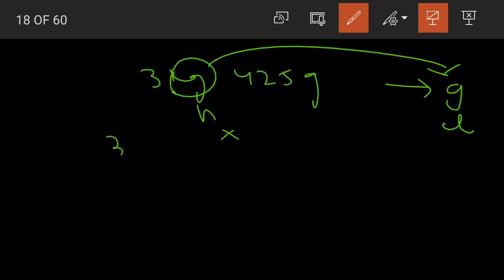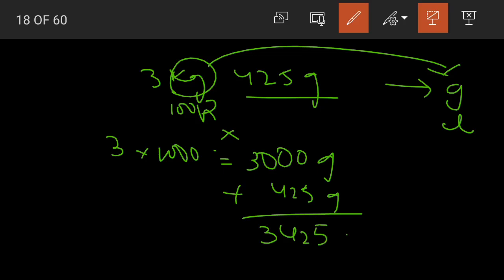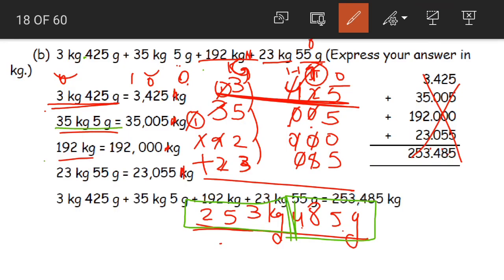So we'll multiply. 1 kilogram is equal to 1000 grams. So 3 into 1000 is equal to 3000 grams, plus we already have 425 grams. When we add these two, the answer will be 3425 grams. So like this, children, you can convert each of these into grams and then add all of them together.